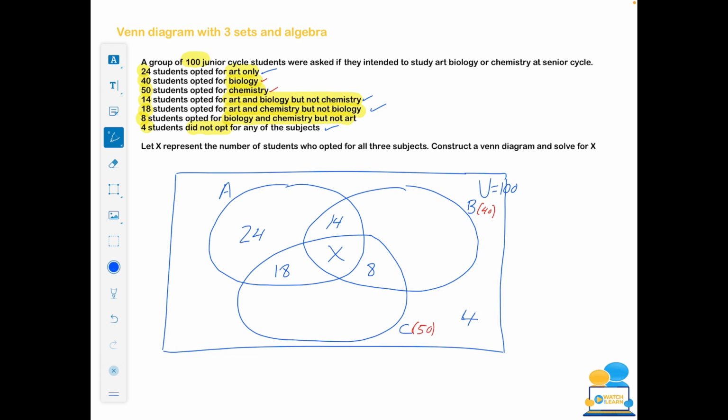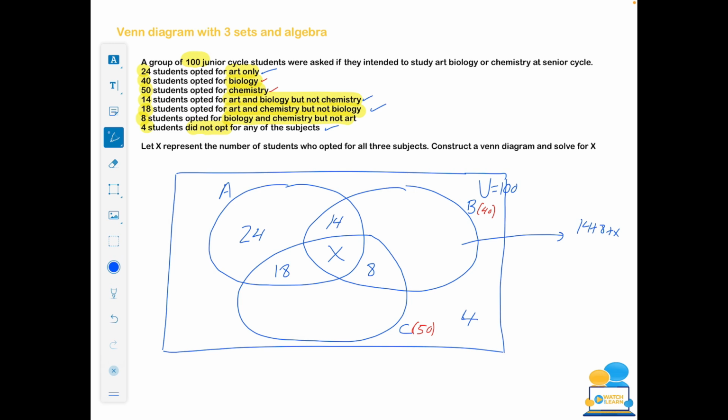Now, we have 2 empty spaces here and here. So I'm going to go out here and I'm going to do some rough work. So we know in total, this whole circle, all of this biology circle here, needs to add up to 40. So far we have 14 and 18, and x. Okay, now that is not our answer. We cannot just write 40 into that diagram.